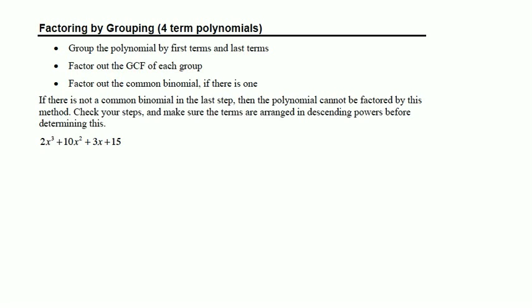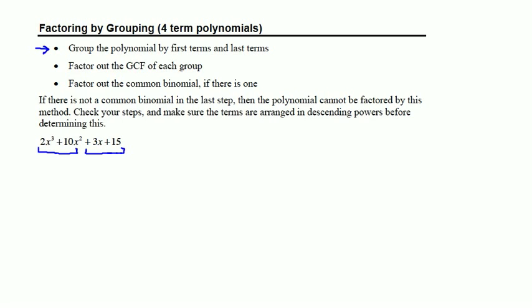Factoring by grouping is a factoring method that sometimes works with four-term polynomials. So we're going to go through this process now. Our first step is to group the polynomial by first terms and last terms. It's very important that we don't do this using parentheses.